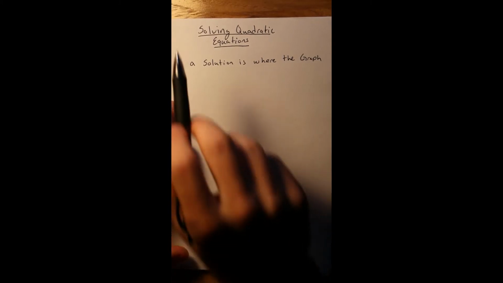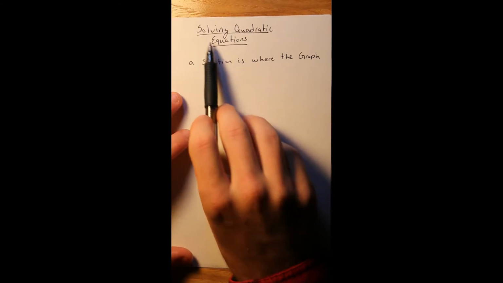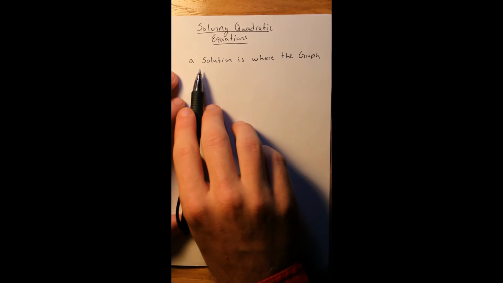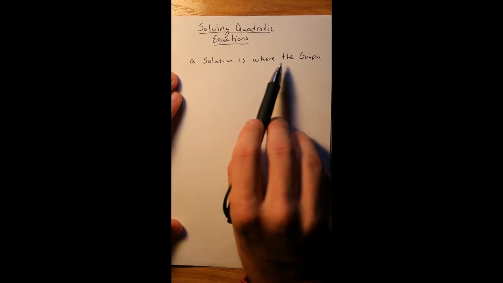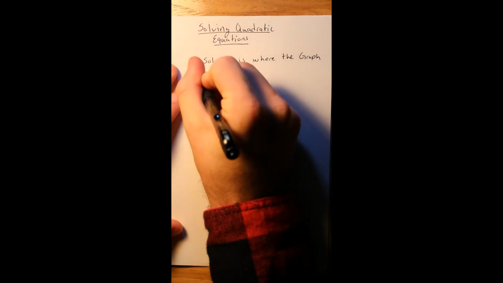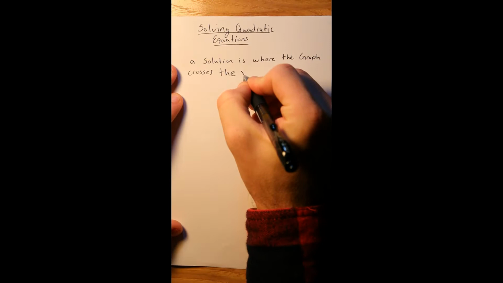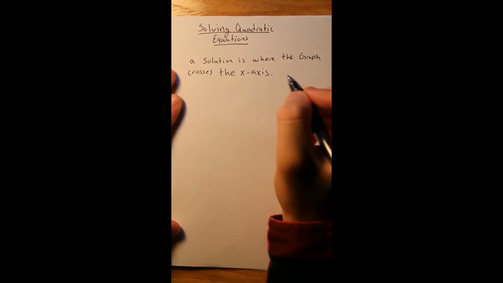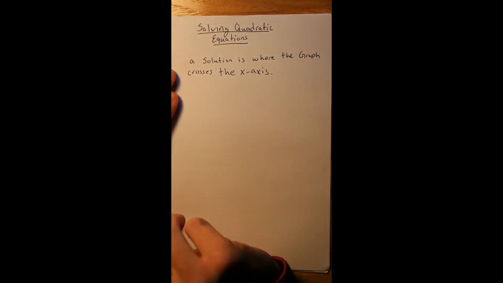In this next section, we're going to look at quadratic equations, and we're going to look at solving these quadratic equations. Now, a solution to a quadratic equation is where the graph crosses the x-axis. Now, what does that mean for a graph to cross the x-axis?